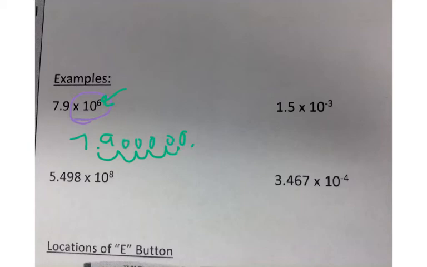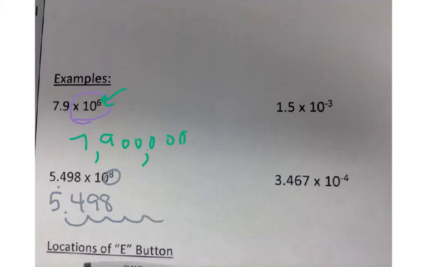Okay, so I end up with a number that looks like this in standard, and my commas to make it easy to see. So it's 7.9 million, which 7.9 times 1 million would be 7,900,000. Okay, trying the next one. All we're going to do is move it over 8, so that would be 5.498. So move it over 8 because of the exponent being 8. So 1, 2, 3, 4, 5, 6, 7, 8. And then we would end up with 1, 2, 3, 4, 5 zeros in that case. Okay, and no decimal right there.